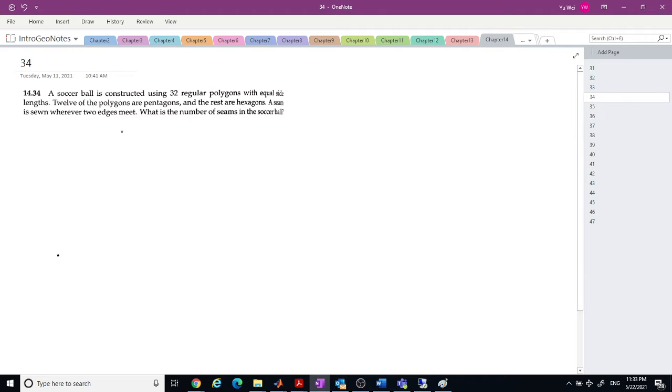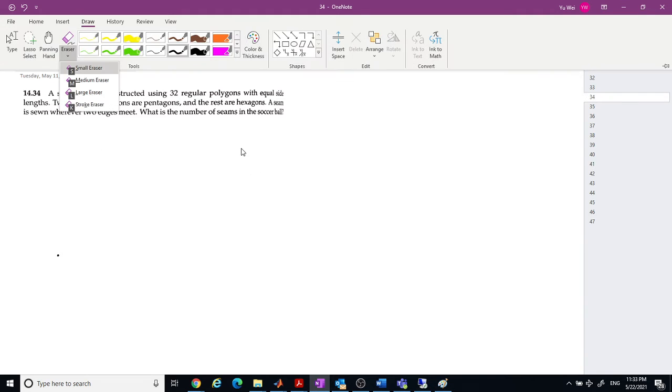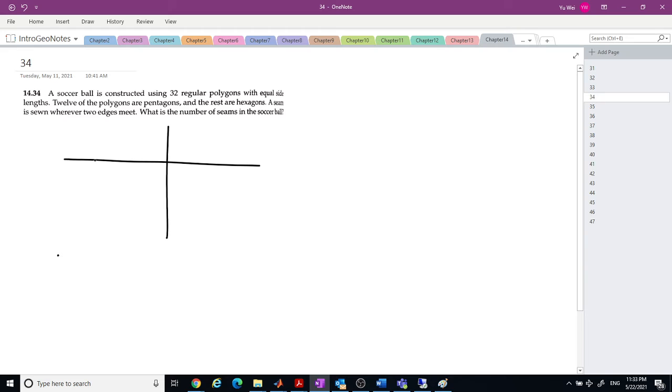Number 3. A soccer ball is constructed using 32 regular polygons with equal side length. 12 of the polygons are pentagons and the rest are hexagons. So we have it divided into different polygons, the pentagons and the hexagons. Then we have the numbers: 12 of them are pentagons, so 20 of them are hexagons.